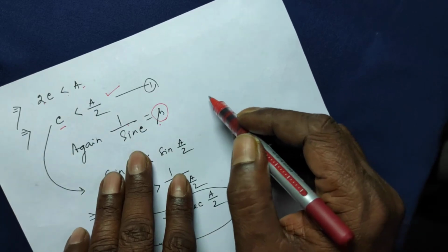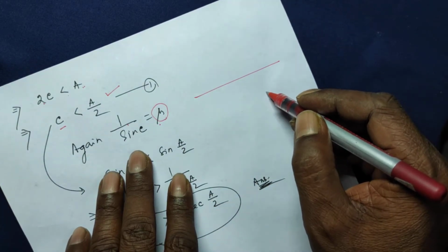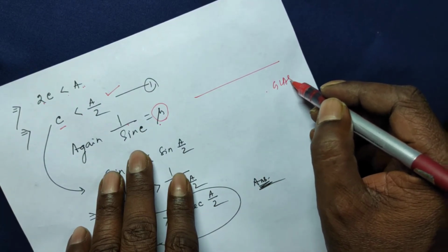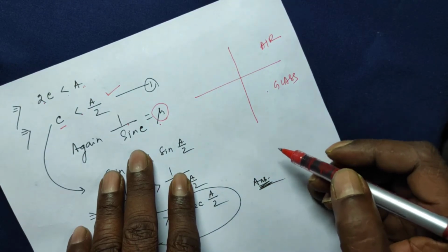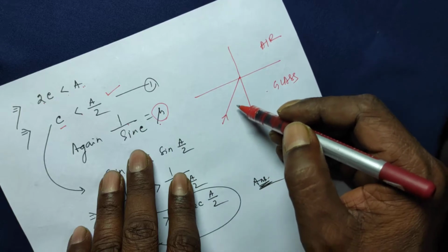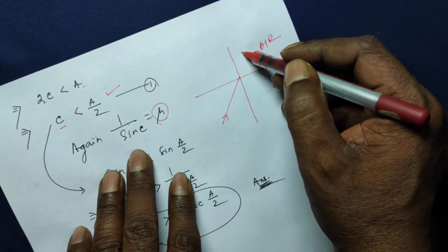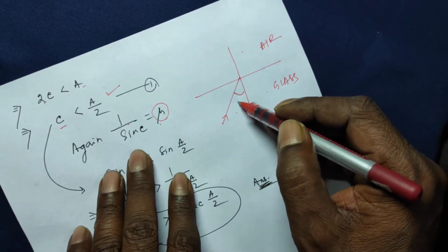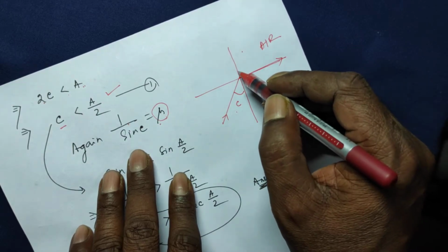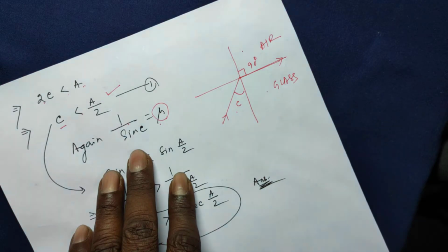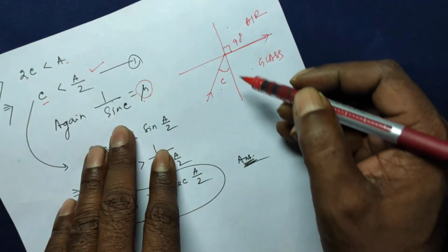How? I can explain it here. Suppose this is a denser medium, suppose this is glass. On this side is air, and this is a normal. Here is the angle of a ray traveling from glass to air. If this is equal to the critical angle, then it travels like this. It is 90 degrees. Now, students normally make mistakes here.